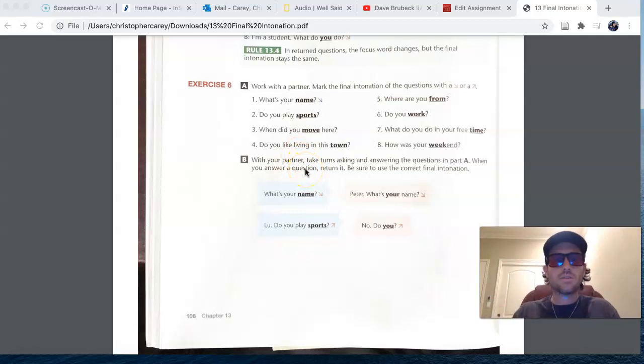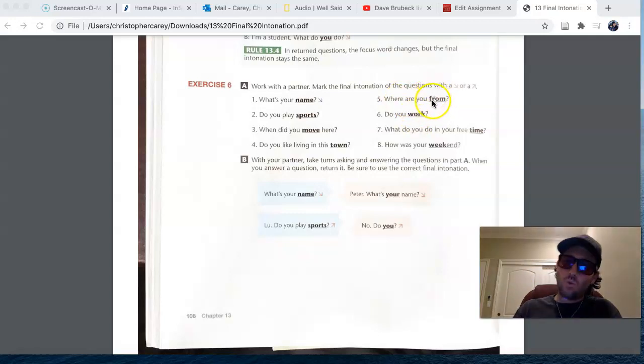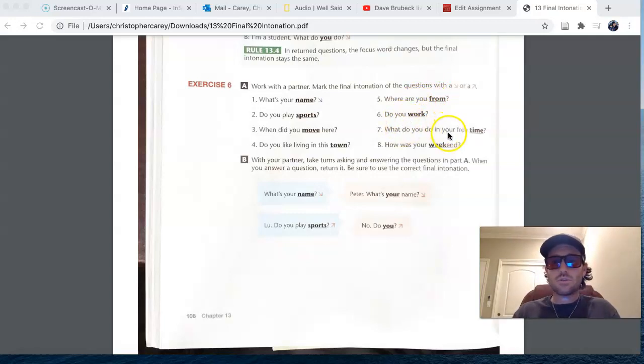So to summarize, 2 parts to this. Pronounce each of these questions first, and then the second part is provide an answer to each of the questions according to your own experience, and then restate the question, and when you do so, shift the focus word from the very end of the sentence more toward the middle or the beginning. And your new focus word is going to be the possessive adjective, your, or the subject pronoun, you.